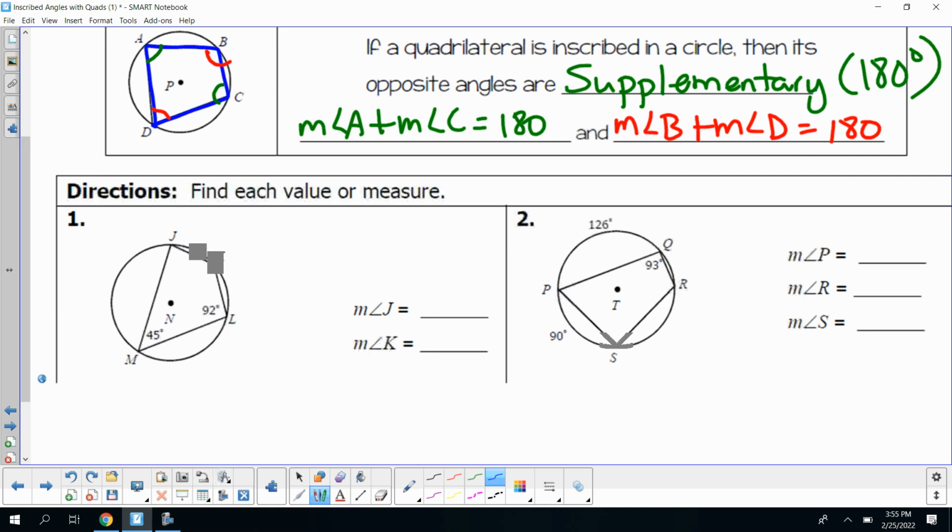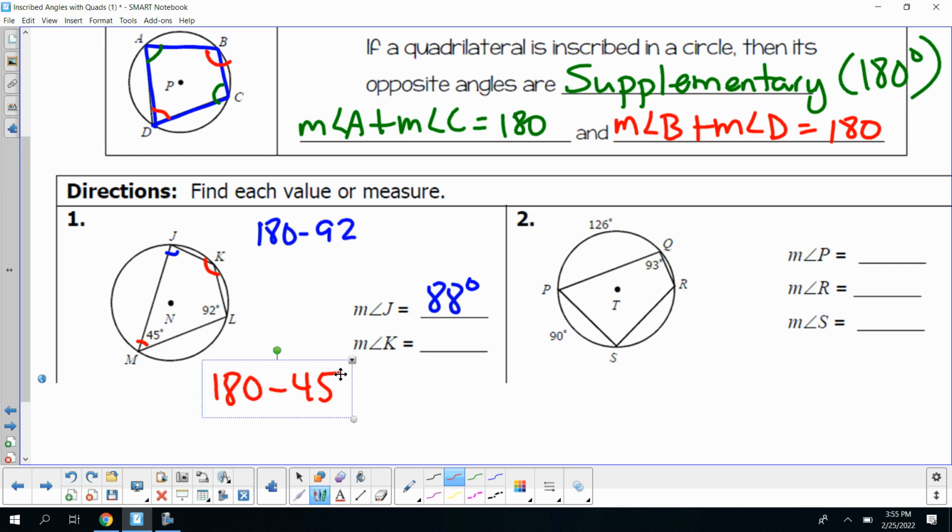Number 1, we have the measure of angle L, and we have the measure of angle M. They want us to find J, and they want us to find K. So first let's find J. I know that these two together are going to equal 180. So I'm going to take 180 minus 92, and that will get me my measurement for angle J, which is 88 degrees. For angle K, I'm going to take 45 away from 180. And that's going to give me the measurement for angle K, which is 135 degrees.